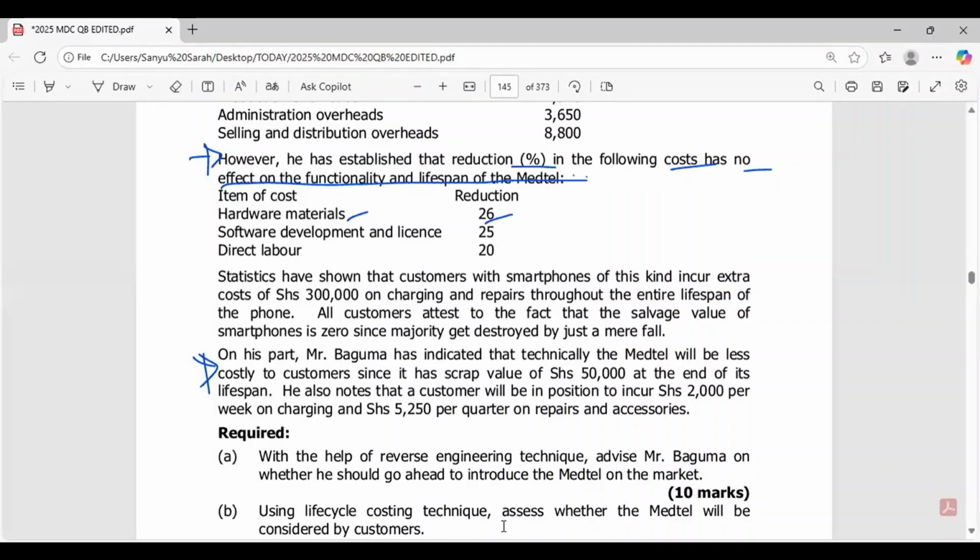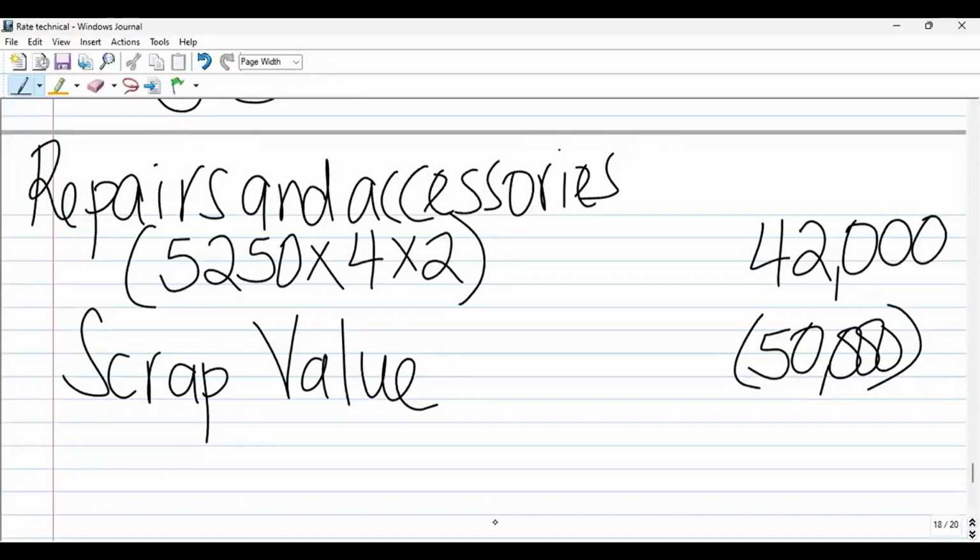Statistics have shown that customers with smartphones of this kind incur extra 300. That is more like if you are to use other phones that are like Meditel, we are also going to see other phones, their lifespan. So if we are to use the Meditel as a customer, are those the only costs you are going to incur as a customer? Yes.